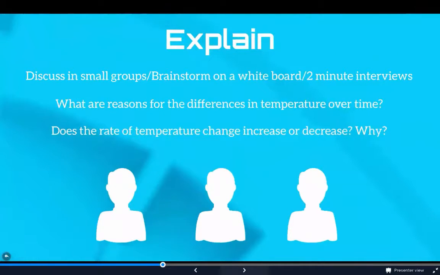And so we're going to look at Explain. And in Explain, we're going to have, in small groups, students brainstorm on a whiteboard, or maybe you want to do 2-minute interviews where you pair students up and you have them talk about, what might there be as reasons for differences in temperature over time? Or does the rate of the temperature change increase or decrease? Why? These are great opportunities for students to start to dig in and think about, what's a claim I can make? What's the evidence that I can produce to support that claim?